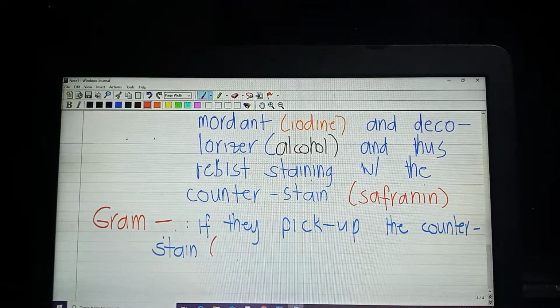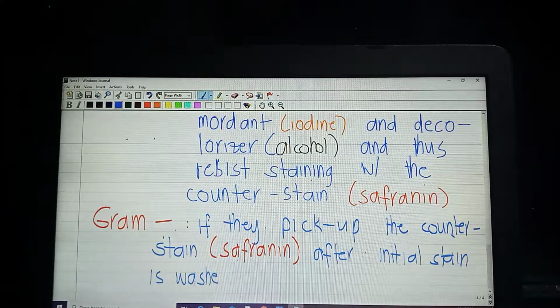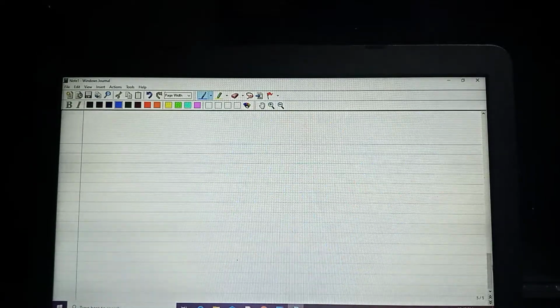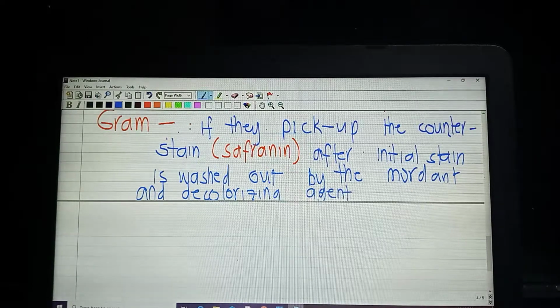What is again your counter stain, class? Your safranin. After initial stain, if they pick up, meaning, hindi lang nire-resist, if they pick up the counter stain after the initial stain is washed out by the mordant. What is your mordant again? Your iodine. And of course, your decolorizing agent. They are considered as gram negative bacteria.